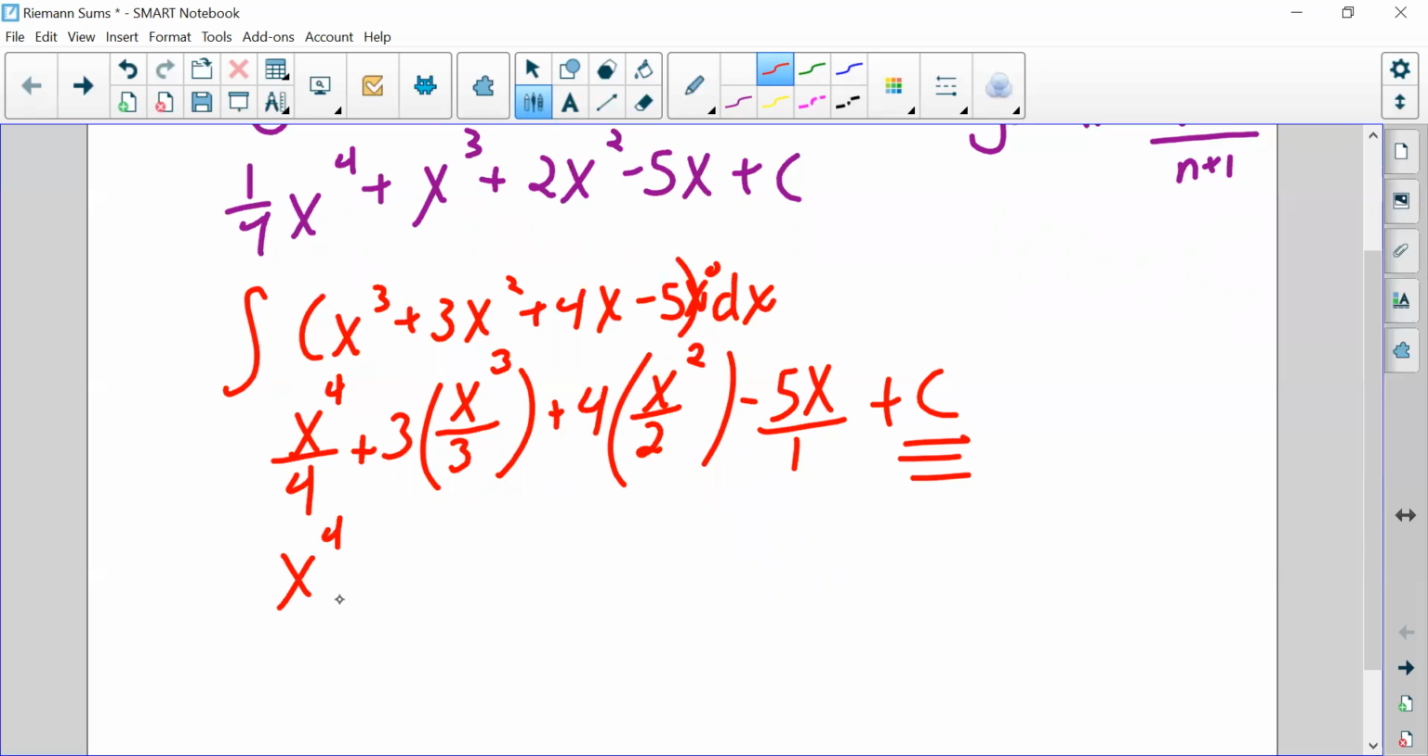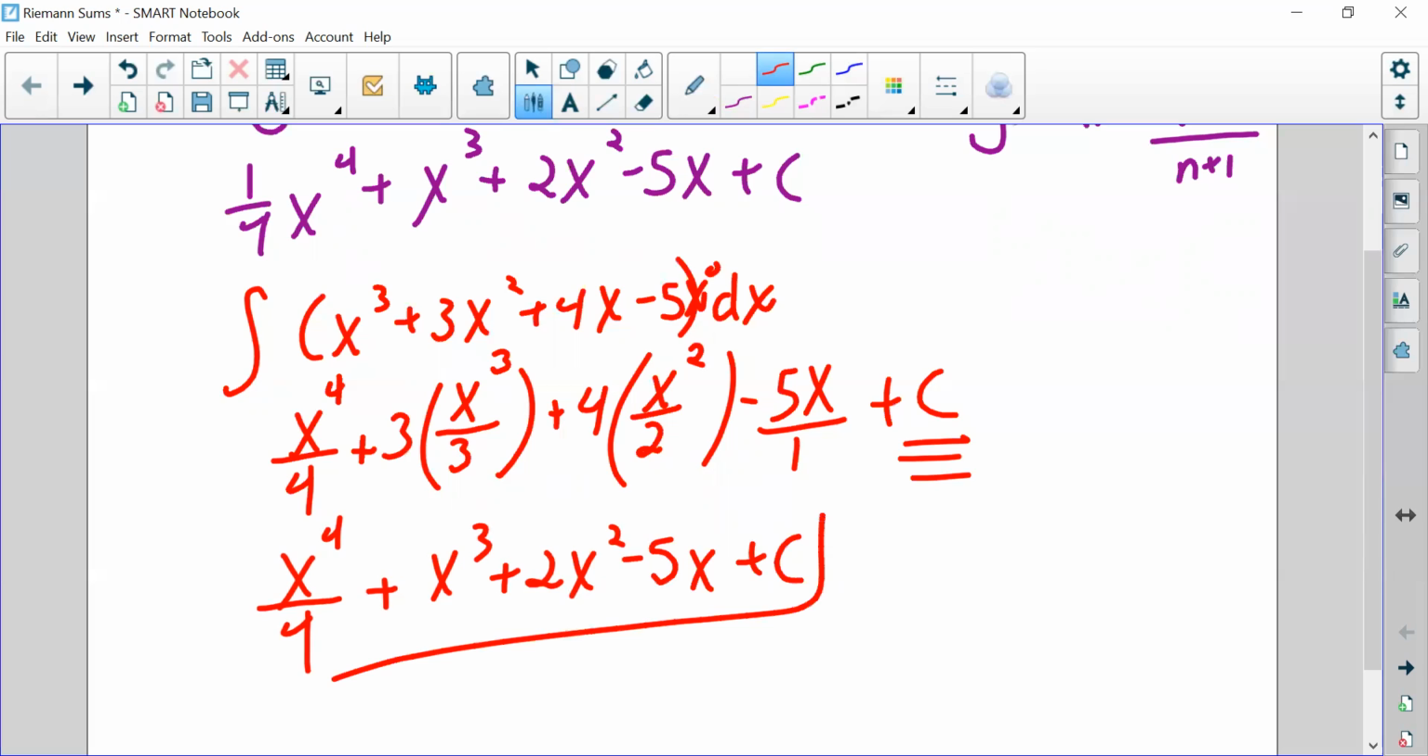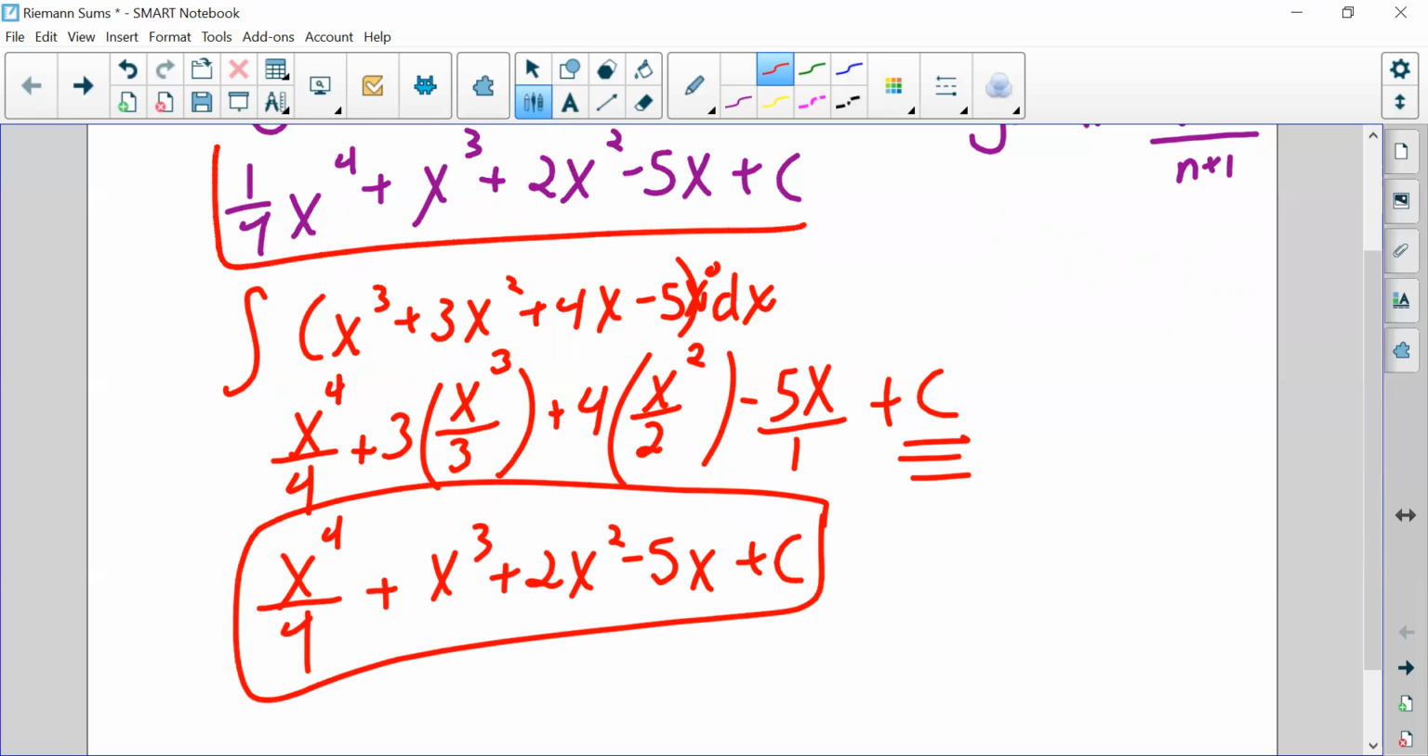And so I could simplify this. You can either write it as x to the 4th over 4 plus x cubed plus 2x squared minus 5x plus c, or you can bring that over 4 and write it as 1/4. It's your personal preference which way you write it. I'll try to change it up on how I do the multiple choice or the options that you have on that. So that's what you learned the last class.